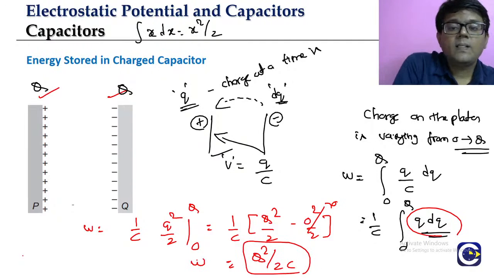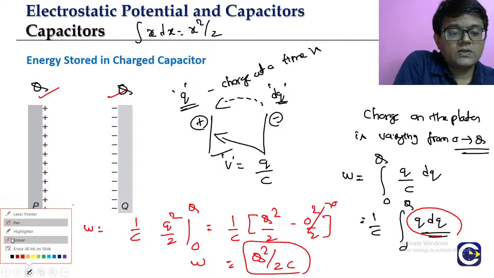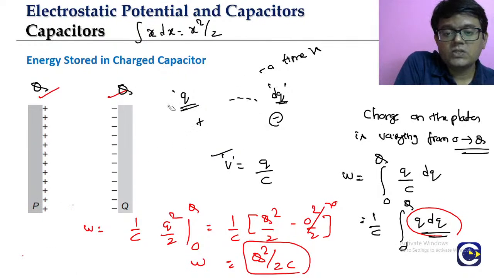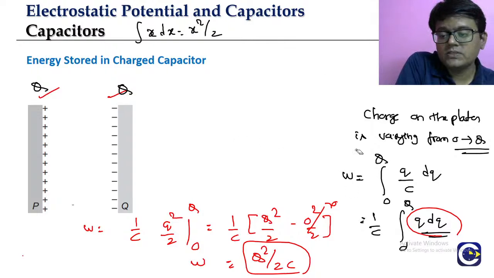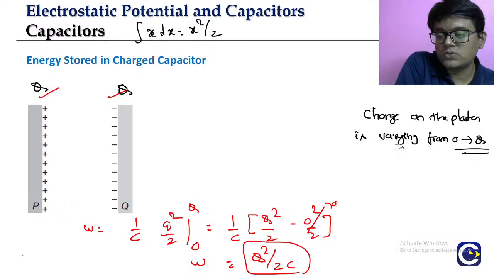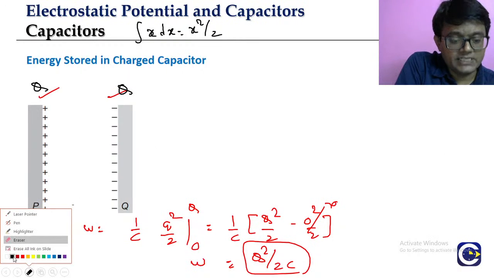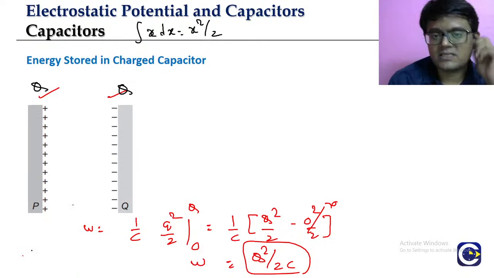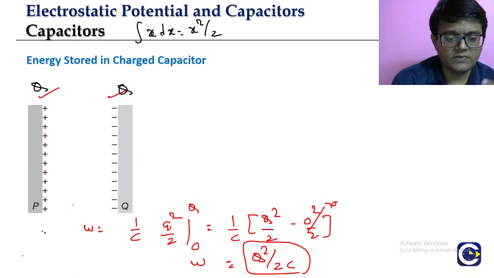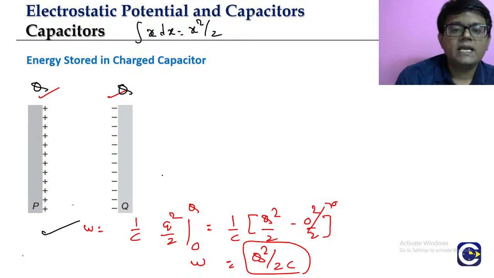So this is the work that is done when we are moving the charge slowly from one plate to the other plate, so that finally one of the plates has plus capital Q charge and the other plate has minus capital Q charge. Okay? So this work that we are doing is getting stored as energy. The capacitor is not getting energy from somewhere. Whatever work you are doing is stored as energy in the capacitor.